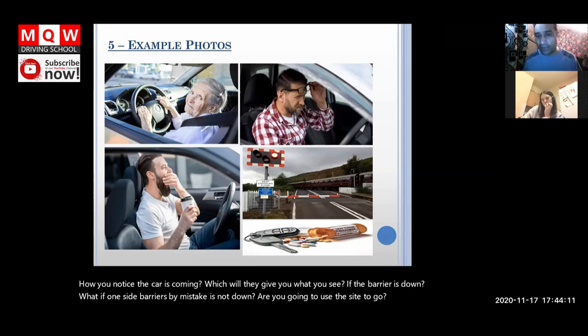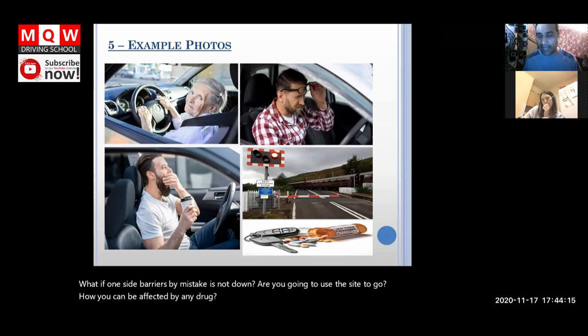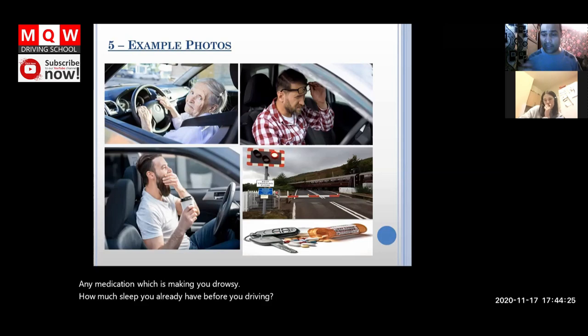How can you be affected by any drug, drink, any medication which is making you drowsy? How much sleep did you have before you're driving? Are you taking any breaks in your driving? Okay. So that's all the examples of this chapter.